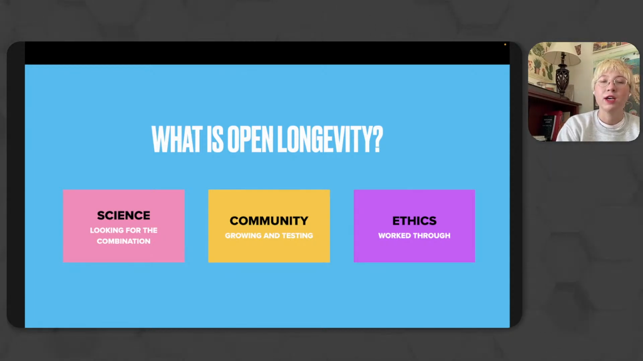Yeah, okay, cool. So Open Longevity is kind of three things. Of course, we will be focused on the middle part, community, but I will also briefly explain the other two things here. So obviously, we're into science. We're looking for scientific solutions to extend our lifespans. We have a number of scientific researchers here, and we're mostly focused on combinations. And I will explain a little bit more about this right now.